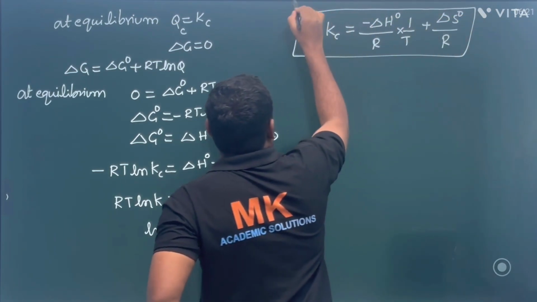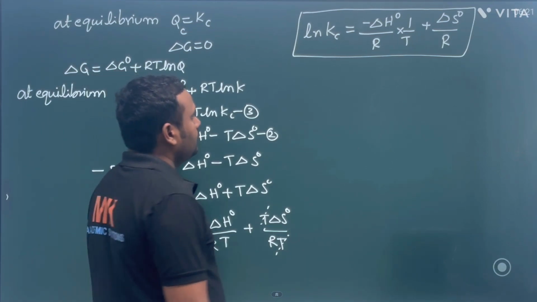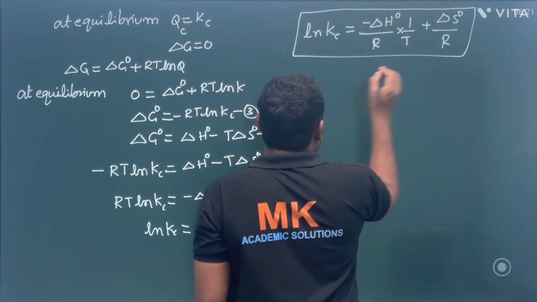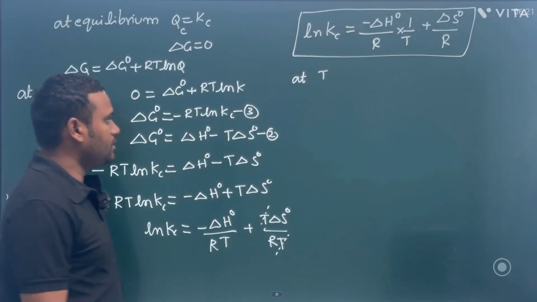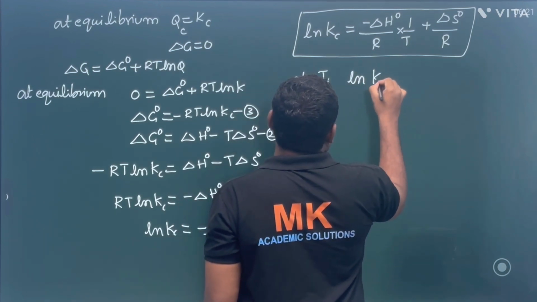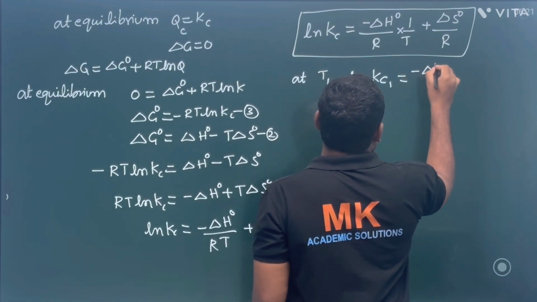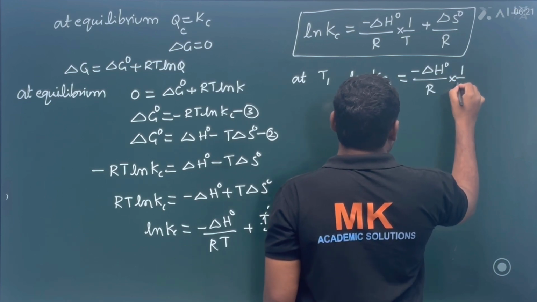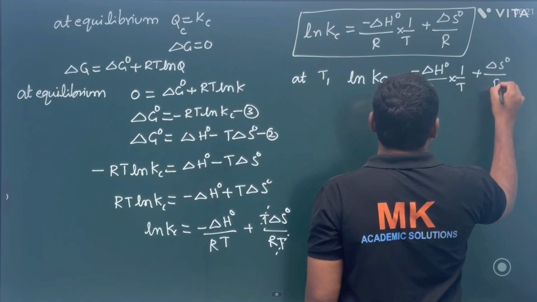Van 't Hoff equation. Now let us consider at different temperatures. At temperature T1, ln Kc1 is equal to minus delta H naught by R into 1 by T1 plus delta S naught by R.